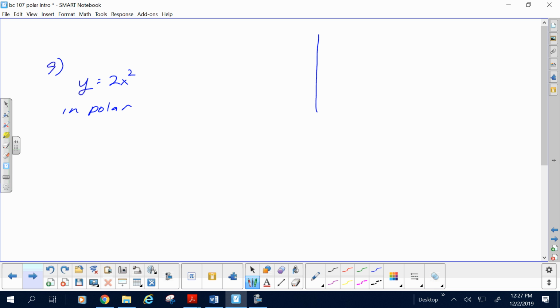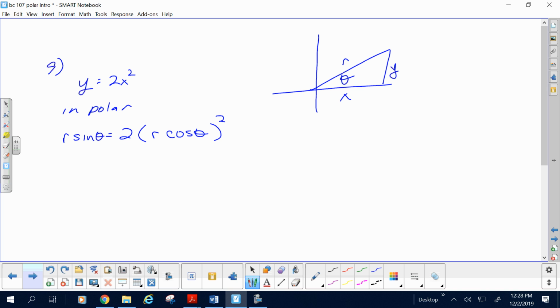If you get stuck or you don't remember, remember this picture for your substitution facts. What's y equal to? r sine theta. What's x equal to? r cosine theta. Let's now solve this for r. Typically, we will solve this for r in most cases. So this is r sine theta equals 2r squared cosine squared theta.